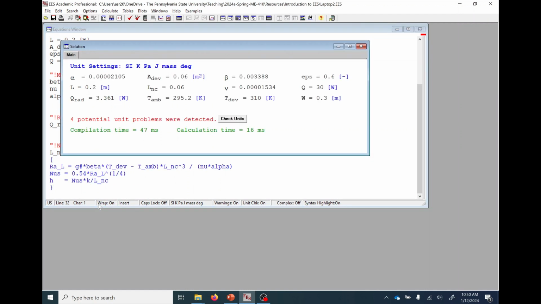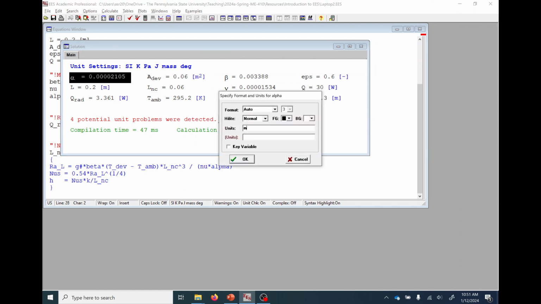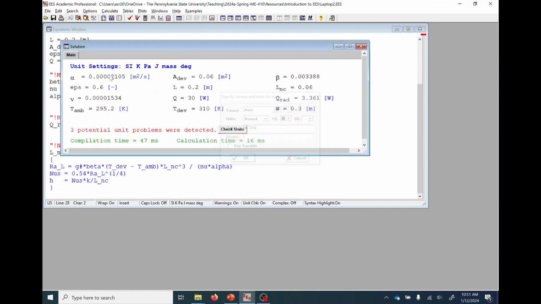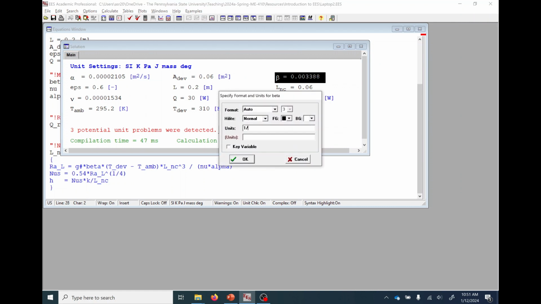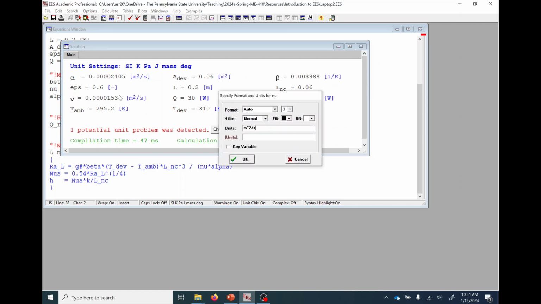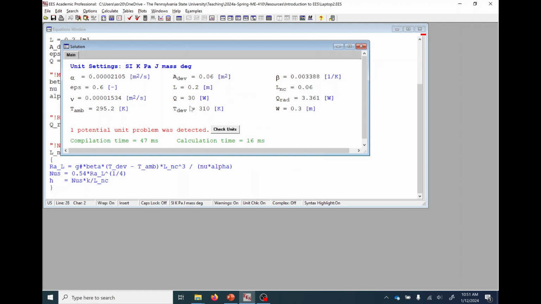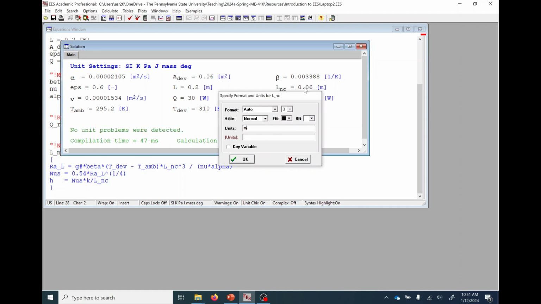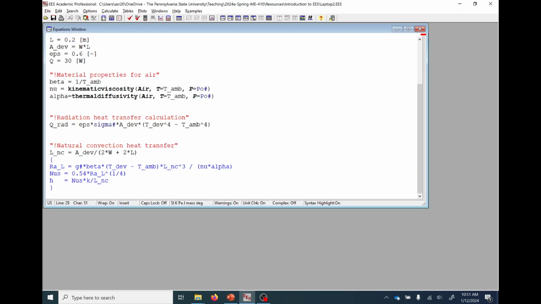So let's run that. In other words, when I run this, I get a solution. I'll just set my units real quick. This is in meters squared per second. This is in 1 over Kelvin. This is also in meters squared per second. And what was the last one? This length should be in meters. Okay, so now going back to our program, we'll add another line of code.